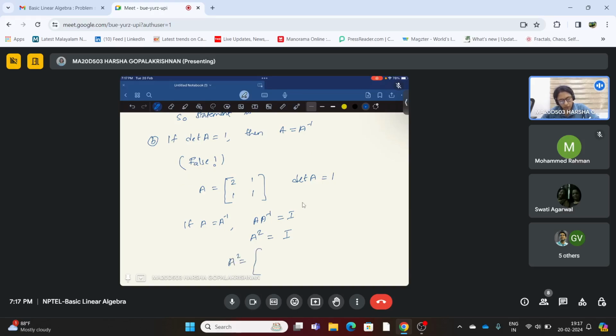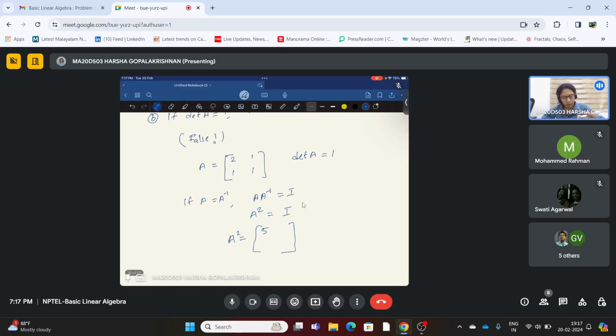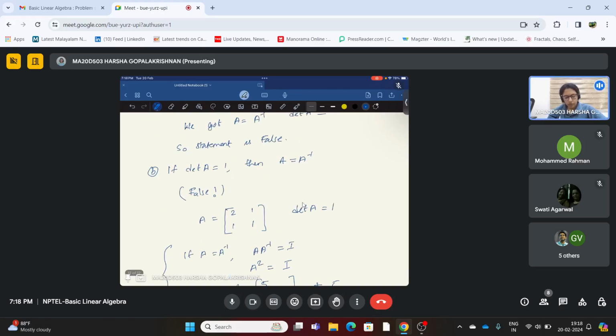A square equal to... for 5. Okay, it is not identity. So that is one example, a perfect example. You can see what all the other elements are. The first entry itself is 5. Is that clear? Yes. So this is not going to be identity, so the statement is false.